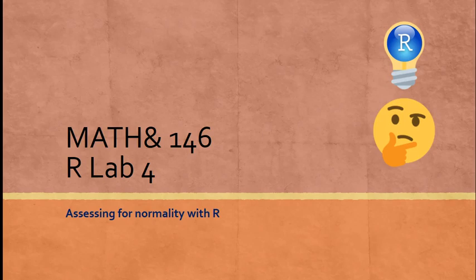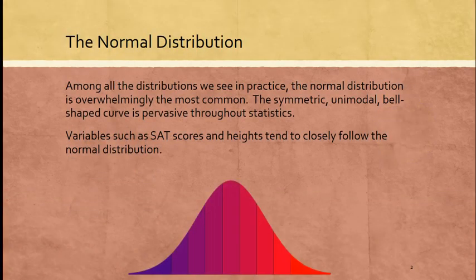This week we're going to focus on the normal distribution, which is going to be used quite often for pretty much the rest of the quarter. The normal distribution is unimodal, symmetric, it has kind of a bell shape to it, and is used throughout statistics. A lot of variables like SAT scores, heights, anything that has a lot of data tends to follow the normal distribution pretty closely.